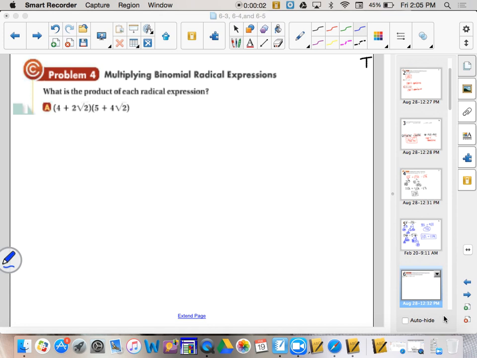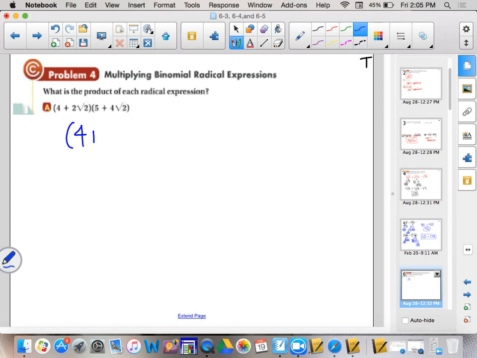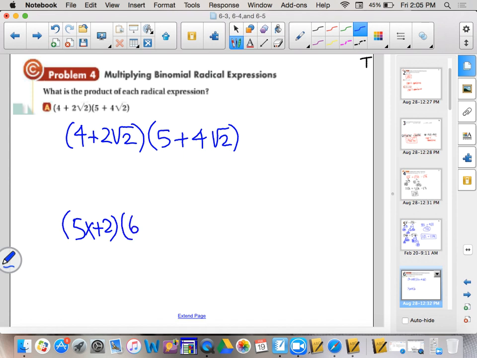Radical expressions. Multiplying binomial radical expressions. So I have 4 plus 2 square roots of 2 times 5 plus 4 square roots of 2. If I were to give you a problem that looked like this, how would I solve it?